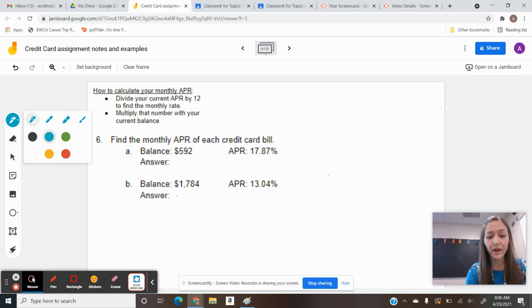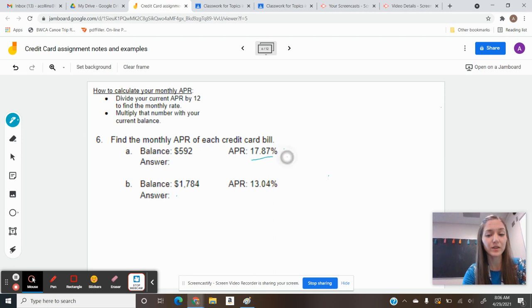Okay, so we have our APR right here. And remember, this is our annual percentage rate. So to figure out how much we would pay extra for using our card each month, we're going to take the annual percentage rate, the amount you're charged per year, divided by 12 because there's 12 months in a year. And we want to figure out what that percentage rate would be per month. Okay, so when I do that, I get 1.48%, depending on how you round. So that's how much I'm being charged per month just to use my card.